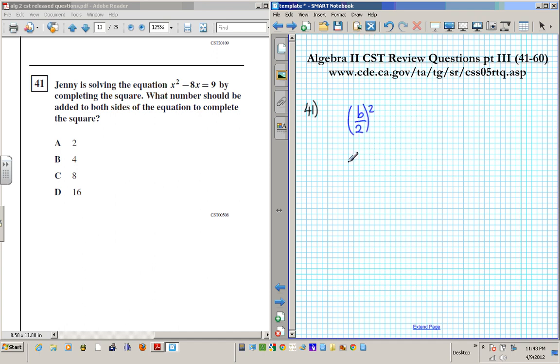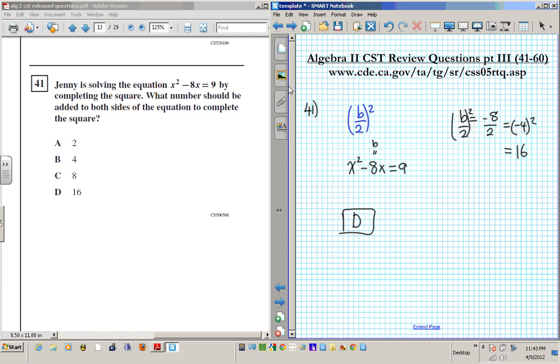In the equation x squared minus 8x equals 9, b is basically negative 8. If you add b over 2 squared to both sides, that will make it possible for you to complete the square on the left side because you create a perfect square trinomial. So b is negative 8. You divide it by 2, because you need b over 2, which is negative 4, and then you gotta square it. When you square negative 4, you get 16. So this is what you add to both sides to complete the square. So your answer is D.